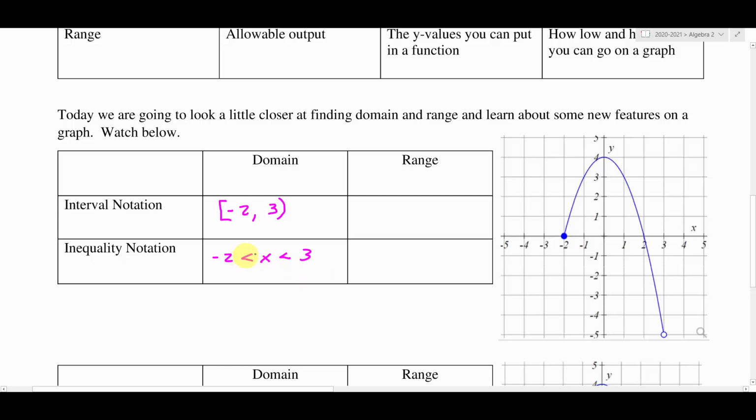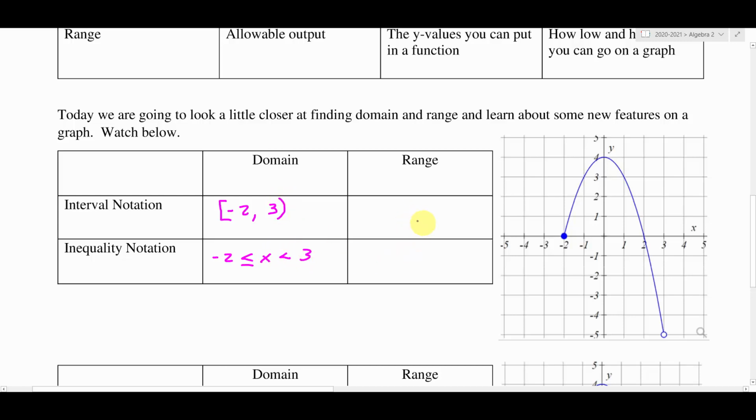And then to modify my symbols here, I ask myself, can I touch the -2? And the answer for this graph is yes, so I'm going to put an equal to bar underneath this one, right? Because I can be equal to the -2 because it's included. I can get there, I can touch it, so I need to make sure that x can also be equal to -2. But with the 3, we can't get to the 3, so I'm not going to put an equal to bar here because we have to be strictly less than 3. We can't be equal to 3.